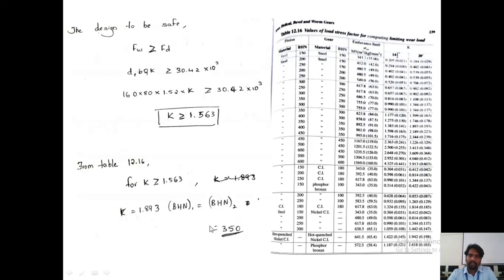So we need to change the BHN to 350. Earlier we had taken it as 250, so the design was not safe. Use the condition FW is greater than Fd, so that K is greater than 1.563. From the table, choose the steel having the same BHN for pinion and gear, and choose the K value greater than 1.563, which is 1.893. BHN1 is equal to BHN2 is equal to 350. So this completes problem 1 on design of spur gear.